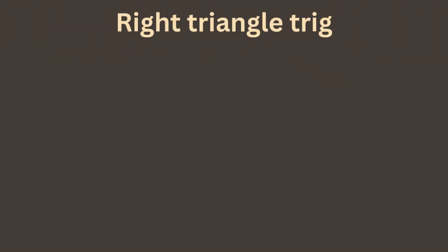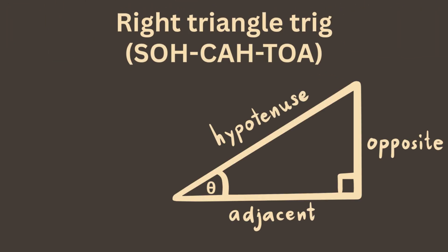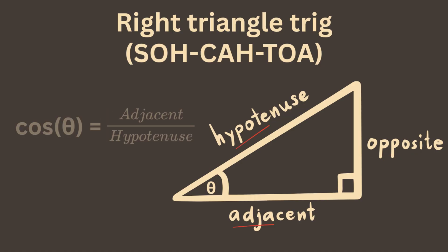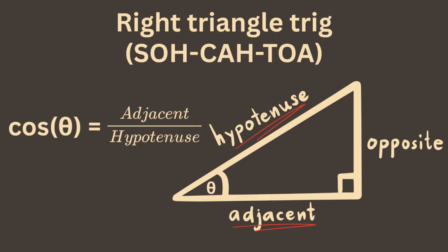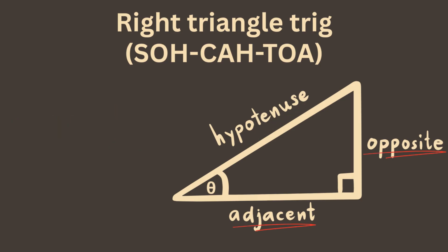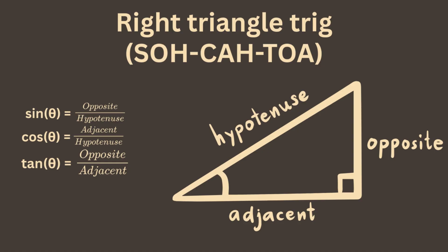Right triangle trig, SOHCAHTOA. SOHCAHTOA is your go-to for remembering ratios between sides in a right triangle. As a quick reminder, sine theta is equal to opposite over hypotenuse. Cosine theta is equal to adjacent over hypotenuse. Tangent theta is equal to opposite over adjacent. They'll give you two sides and ask for an angle, or give you an angle and a side and ask for the other side. It's plug and play. Just remember what's opposite and adjacent to the given angle.